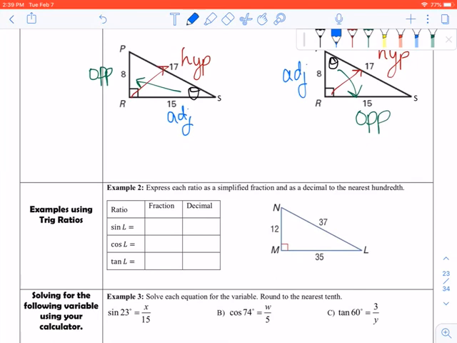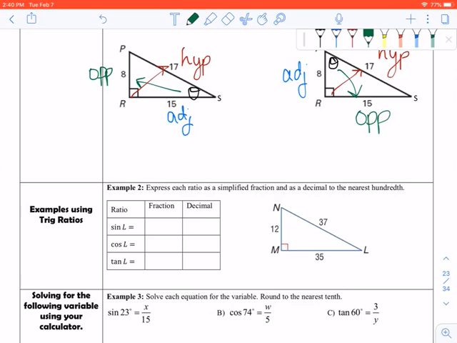Now we're going to do that same thing again. We're going to label every single time. I might not use different colors here. I'm probably just going to stick with blue or green. So we want to express each ratio as a simplified fraction and as a decimal to the nearest hundredth. So you can just divide these out in your calculator. I'm just going to give you them after we set them up.